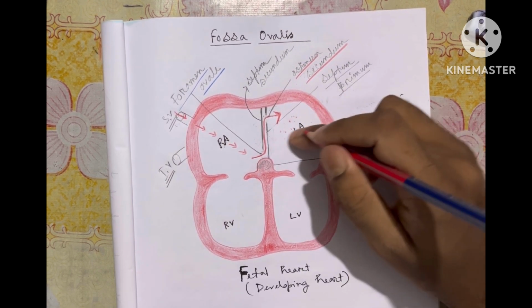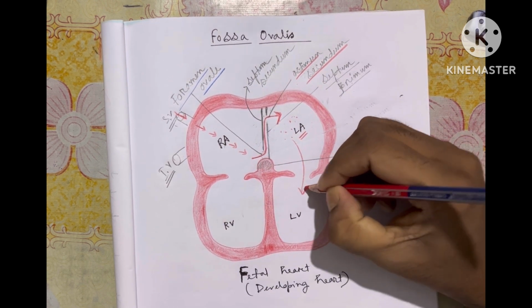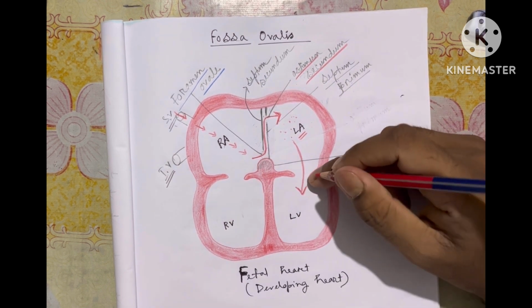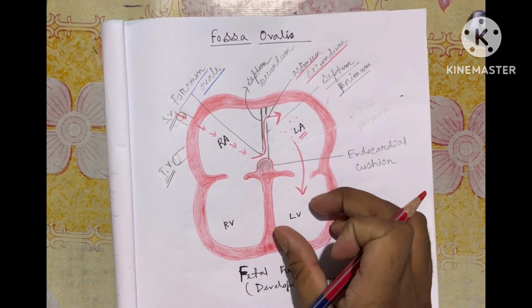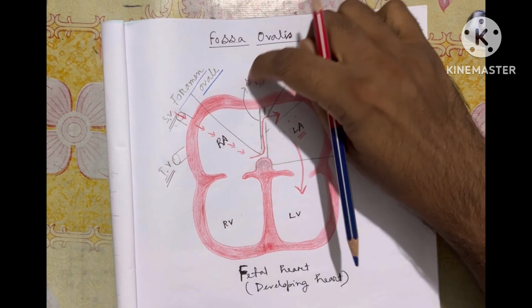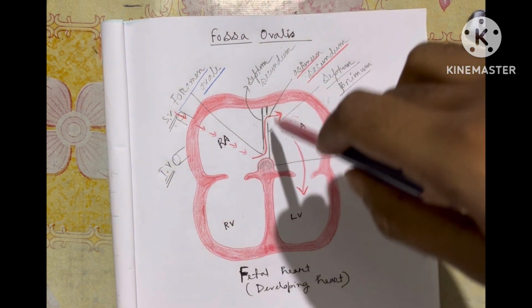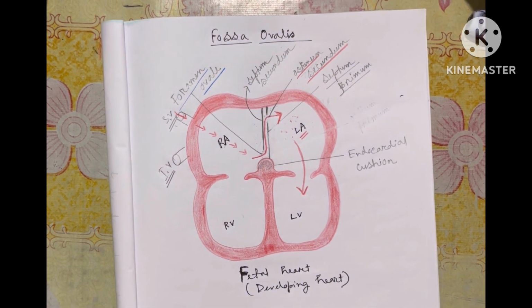When the oxygenated blood reaches here, that blood then comes to the left ventricle, and from the left ventricle, when left ventricle contraction occurs, through the aorta it will directly go towards the body parts of that fetus. So this is the mechanism of blood circulation inside the heart in a developing fetus.